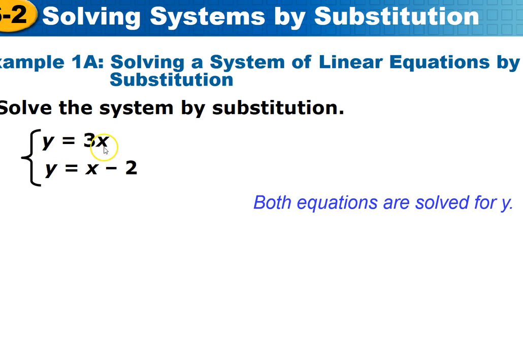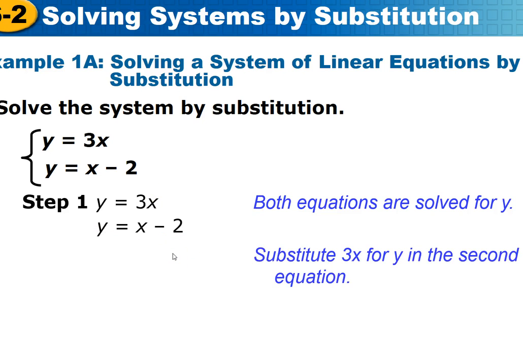So if y is 3x and y is x minus 2, we're going to replace y with 3x. I'll show you what they're talking about. We're substituting y with the equation, with 3x. So forget this equation. We're replacing y with this value, because that's what y is.